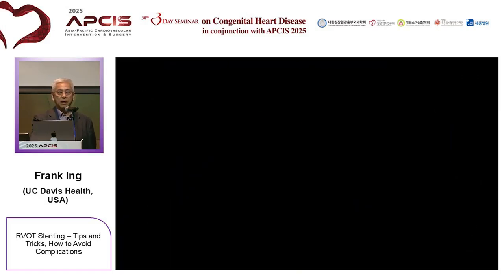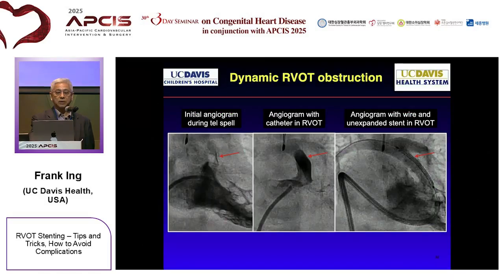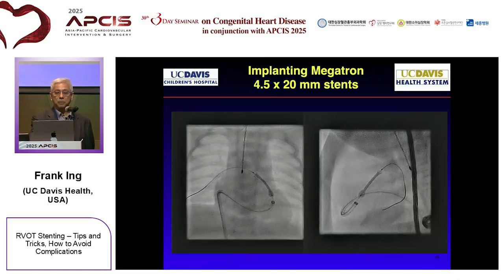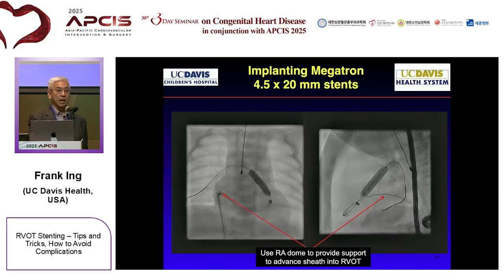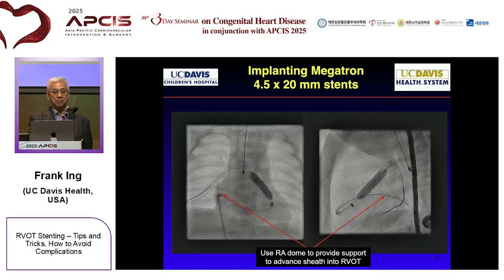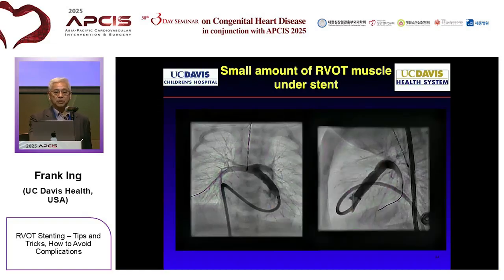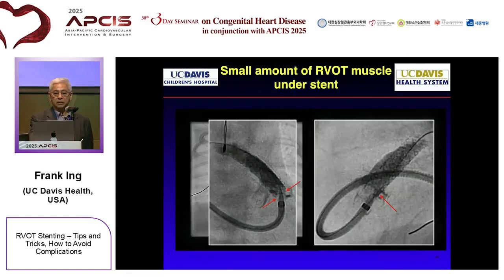So that's the obstruction, and then this is what it looks like after the catheter was put right next to it, and then that's the stent there. Again, we expanded the Megatron stent here, and again, using the dome can be very helpful to prevent it from backing out as well. Sometimes you get this sort of watermelon seeding because you don't have that. By keeping that curve in the dome, it prevents the catheter from slipping back. And I found that to be very helpful to maintain stability of the stent.